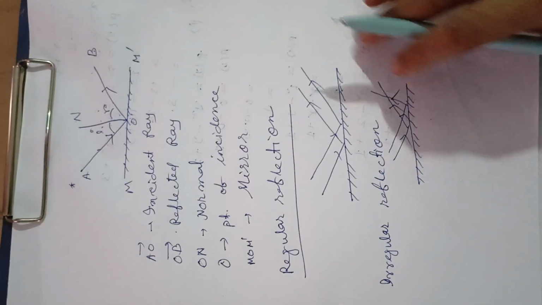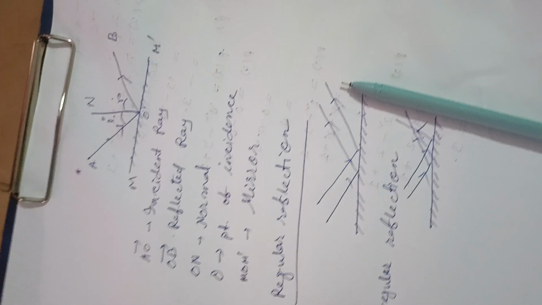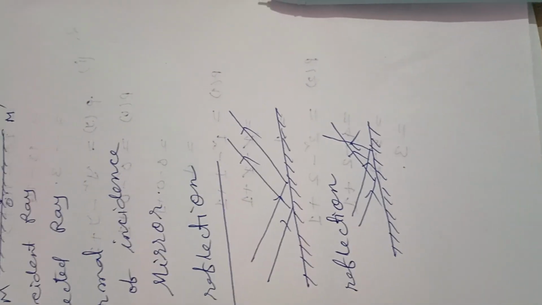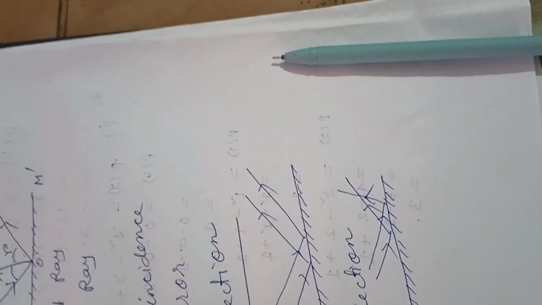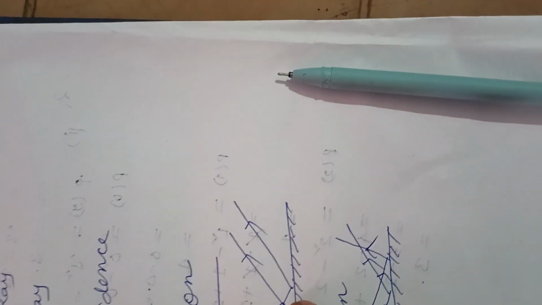Again, there are two types of reflection. One is regular reflection. In case of regular reflection, what happens? When a parallel beam of light falls on a smooth mirror, the surface must be smooth. After striking the surface, it goes out of the surface parallelly. Then this is known as regular reflection. These are parallel rays, and after striking the mirror, they go outside of the mirror parallelly.